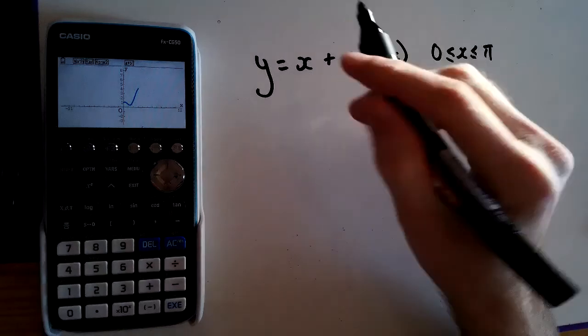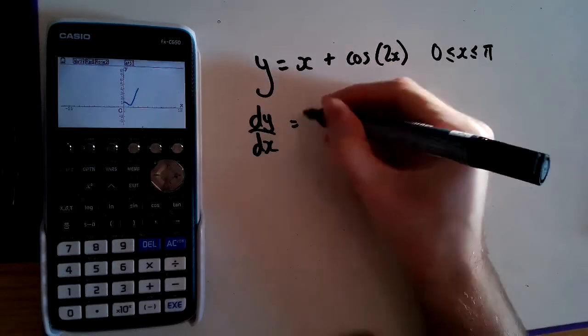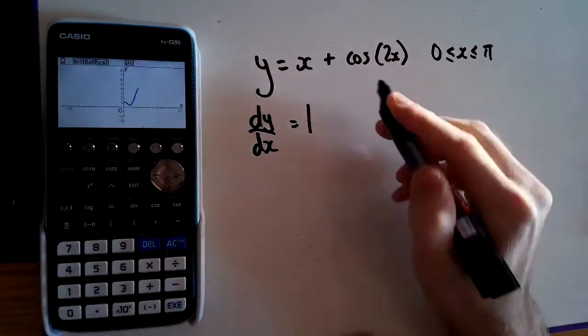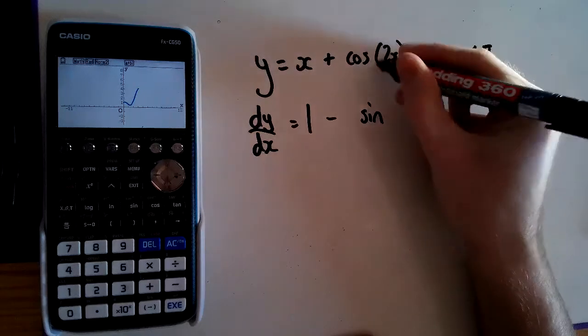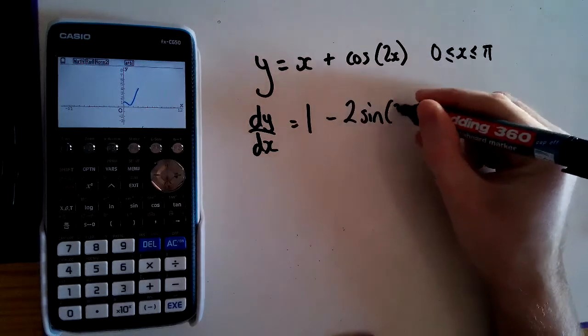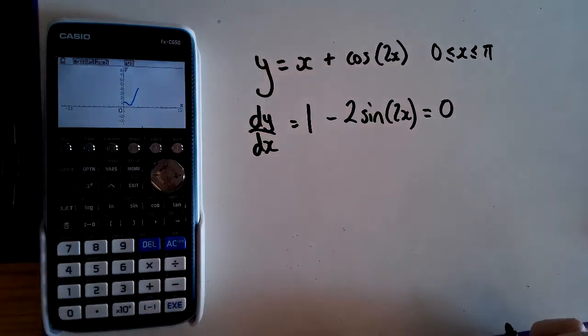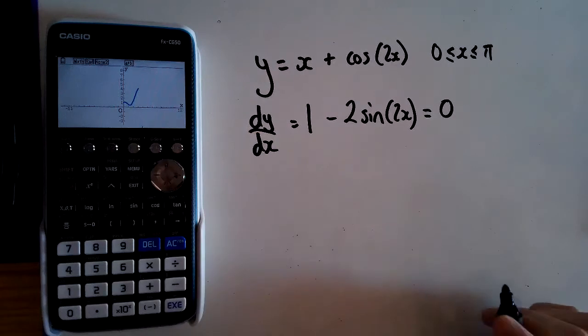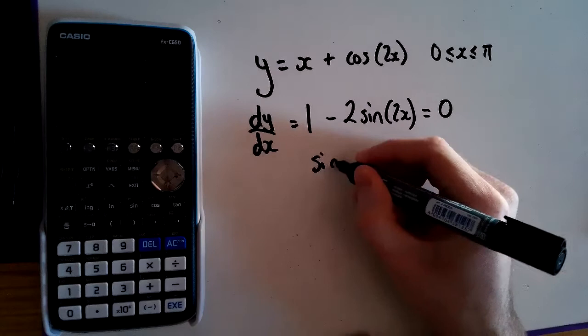So to find stationary points, we differentiate. So dy by dx. Well, x differentiates to 1. Cos differentiates to minus sine. For this 2x, I need to differentiate that as well, so that gives me 2. So 2 just goes to the front. And it's stationary if the derivative equals 0. So there's no gradient.